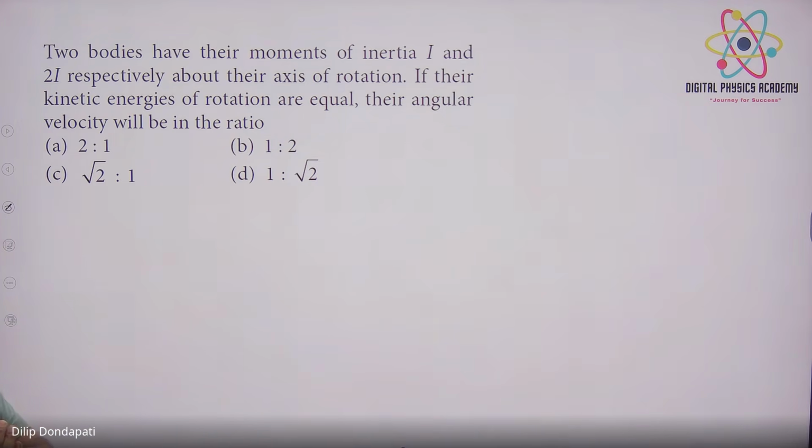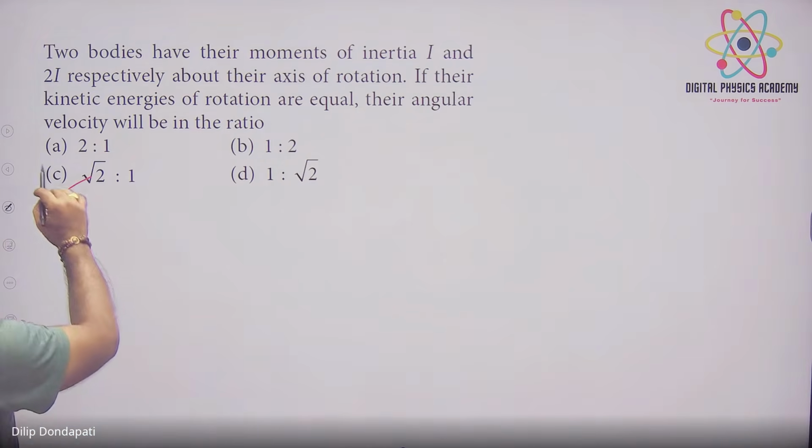So kinetic energy formula you got right? Half I omega square. That's √2:1. Yes, √2:1 is answer. Next.